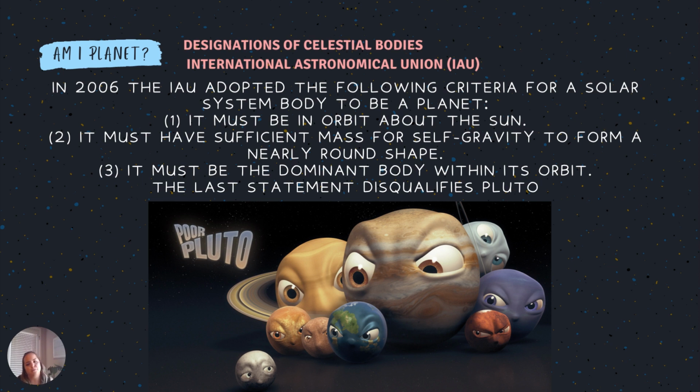But there wasn't a very good, solid description for what constitutes something being a planet and not just some other celestial body until 2006, when the International Astronomical Union got together and decided on 3 criteria. One, it must orbit the sun, and Pluto orbits the sun. Two, it must have significant mass for self-gravity, and Pluto has enough gravity to be a round object. And three, it has to be the dominant body within its orbit. That last one disqualifies Pluto as a planet.